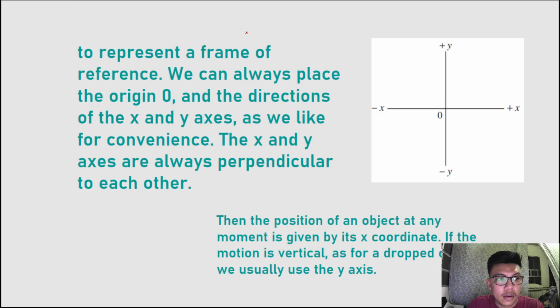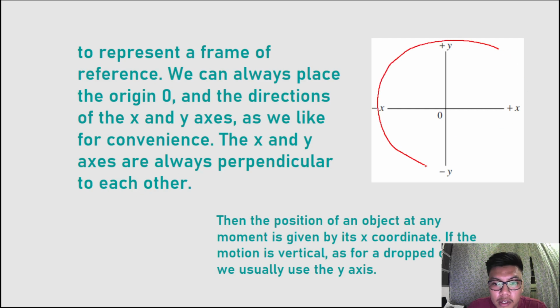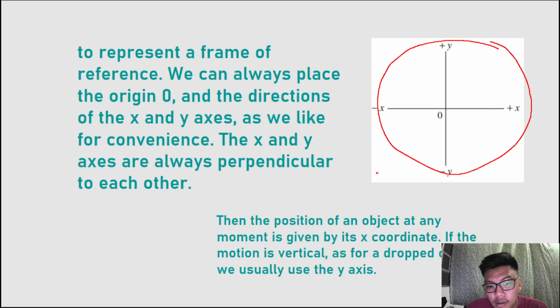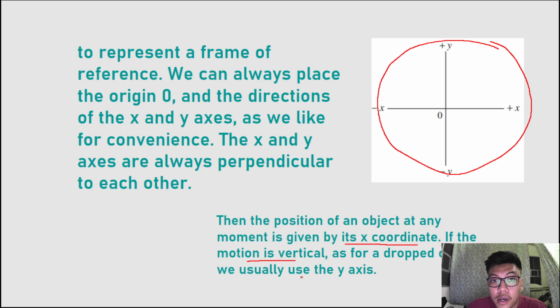Okay? So to present a frame of reference, we can always place the origin 0 and the directions of the x and y axis as we like for convenience. The x and y axes are always perpendicular to each other. So pwede natin i-present, ano, yung ating motion or reference natin using a Cartesian plane pa rin, ano, x and y axis. Then the position of an object at any moment is given by its x coordinate. If the motion is vertical, as for a dropped object, we usually use the y axis.